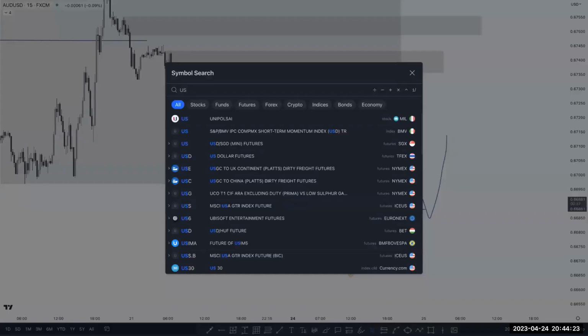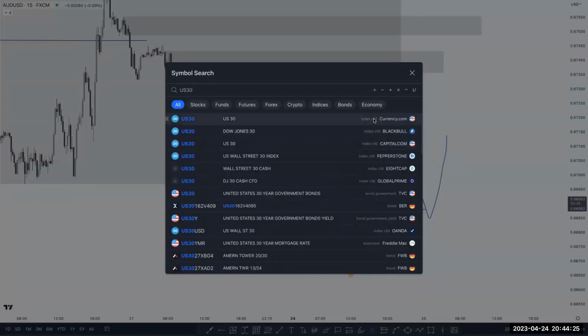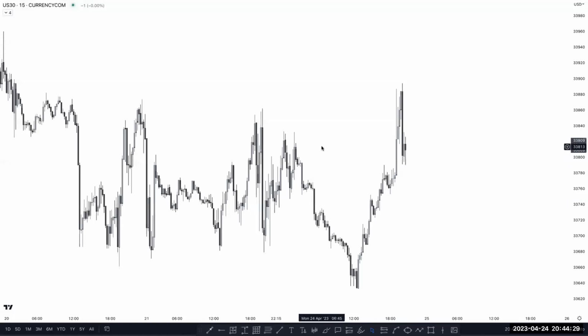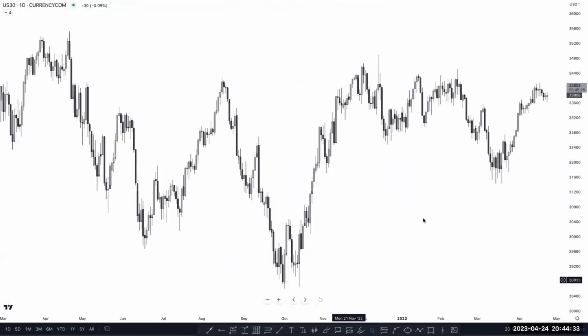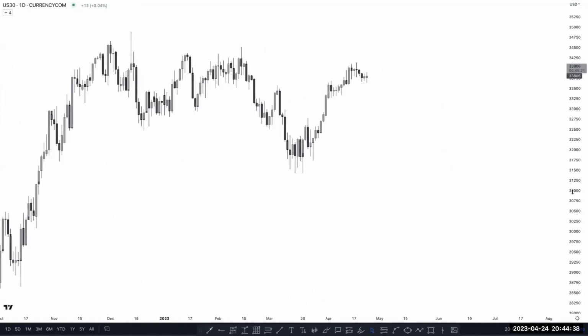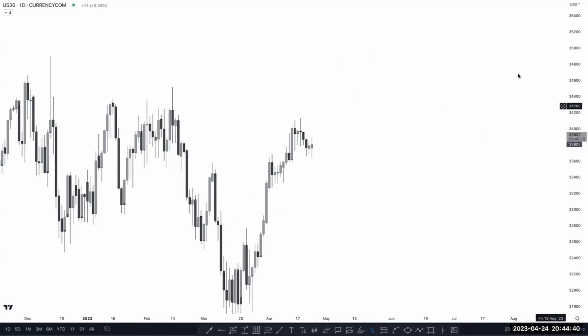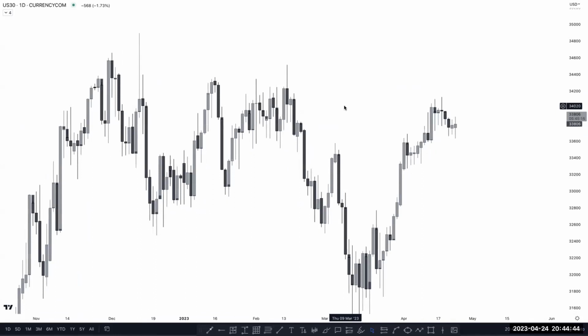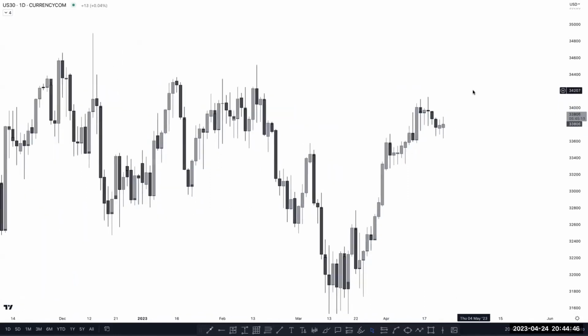US 30. Okay. For US 30, check the higher time frame perspective based on candlestick behavior. As a day trader, you don't need to check every day. Structure-wise, you only have to check once a week, and that is enough.